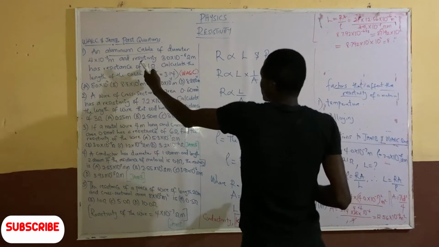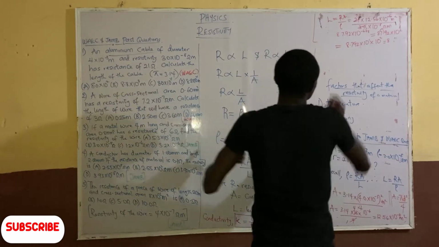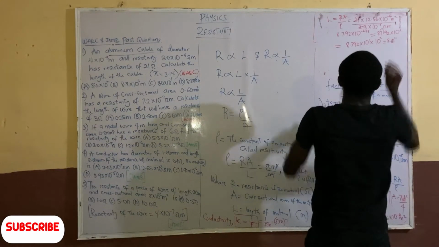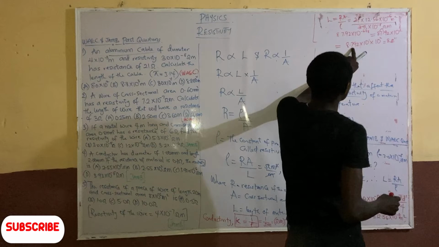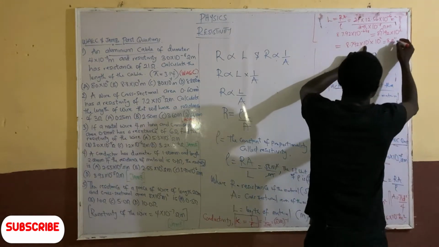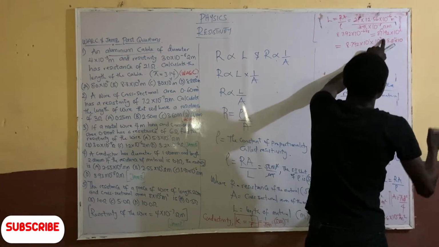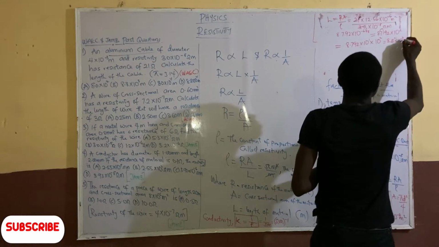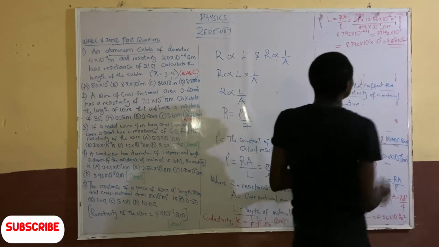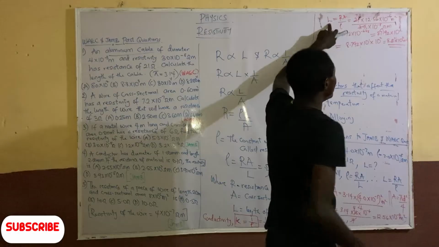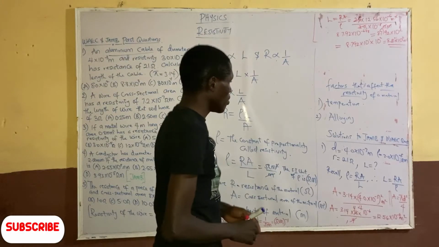So we took one decimal place here. If I approximate, this one goes 8.8 times 10 to the power 1 plus 2, which is 10 to the power 3 meter, because the unit is meter since it is length. So that's it for question number 1.